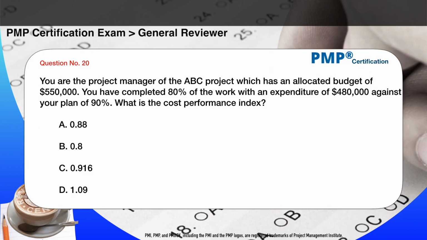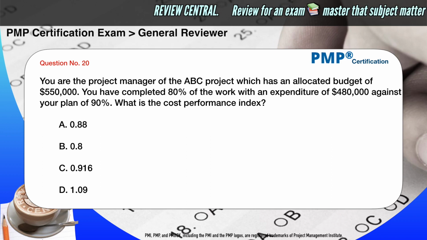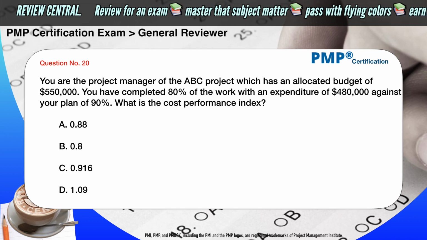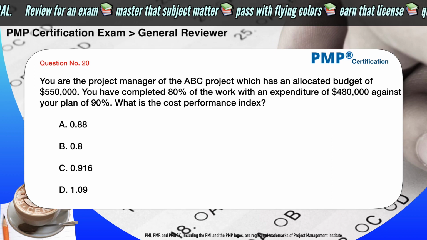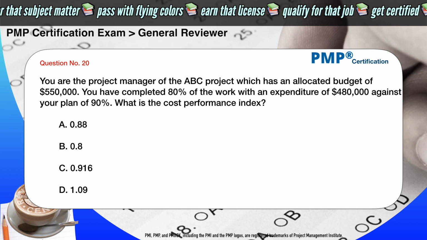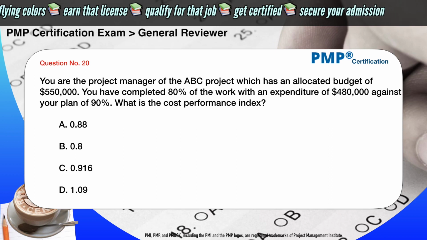You are the project manager of the ABC project, which has an allocated budget of $550,000. You have completed 80% of the work with an expenditure of $480,000 against your plan of 90%. What is the cost performance index? A. 0.88, B. 0.8, C. 0.916, D. 1.09.